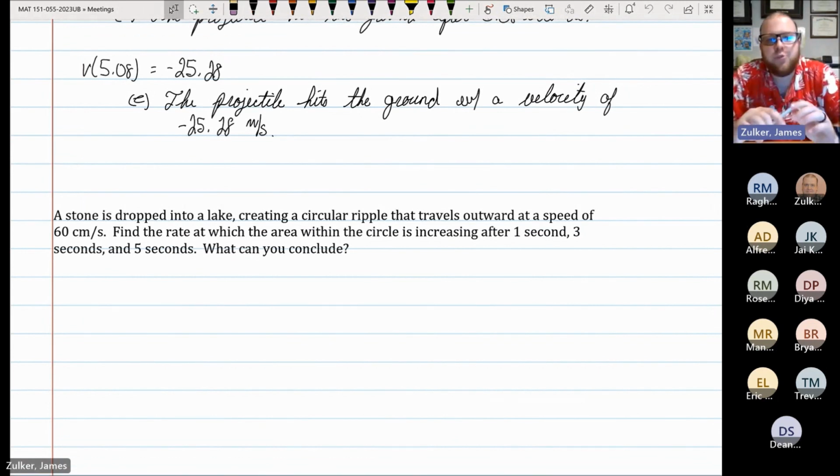A stone is dropped into a lake, creating a circular ripple that travels outward at a speed of 60 centimeters per second. Find the rate at which the area within the circle is increasing after 1, 3, and 5 seconds.